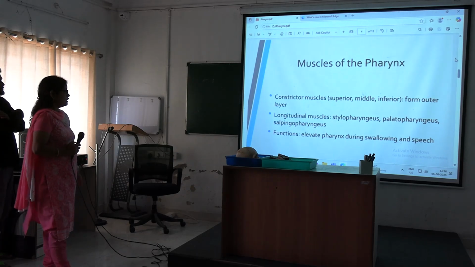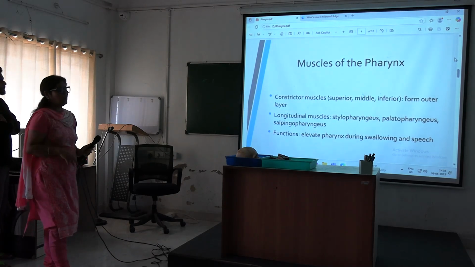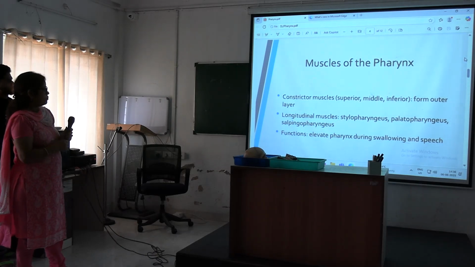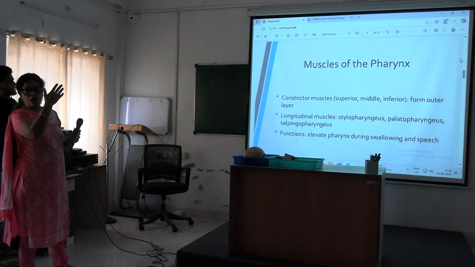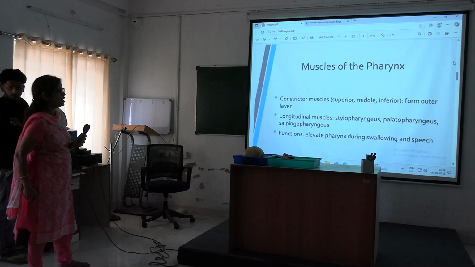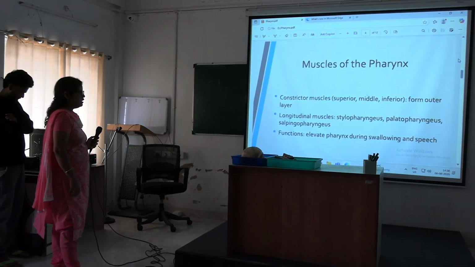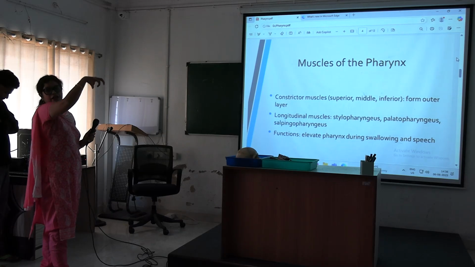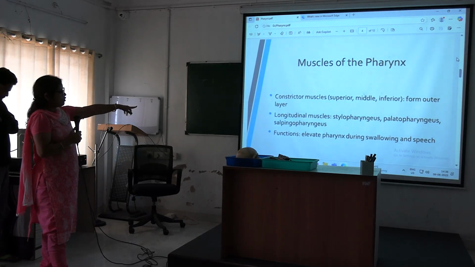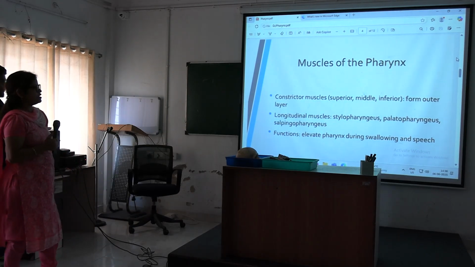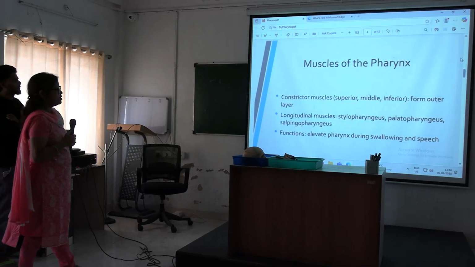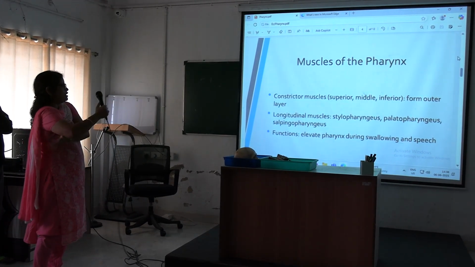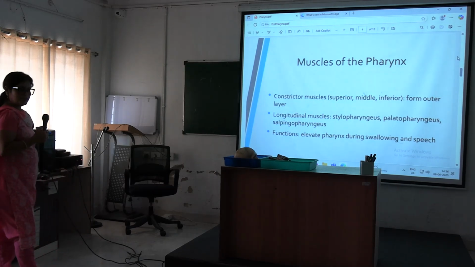Muscles of the pharynx. There are constrictor muscles, the rounded muscles which form the outer circular layer: superior, middle and inferior constrictor muscles. Those are placed like buckets, one bucket over another. And some are longitudinal muscles: stylopharyngeus, palatopharyngeus and salpingopharyngeus. The functions of these muscles are to elevate the pharynx during swallowing and speech. Next.